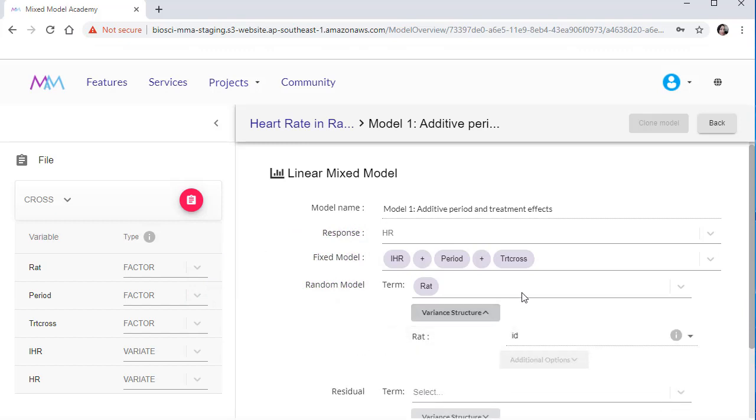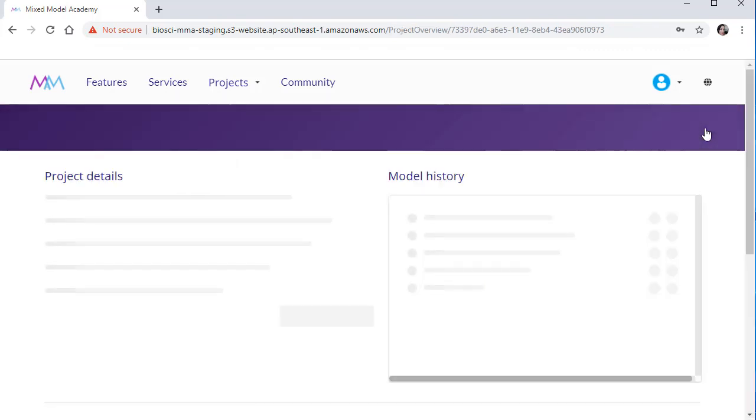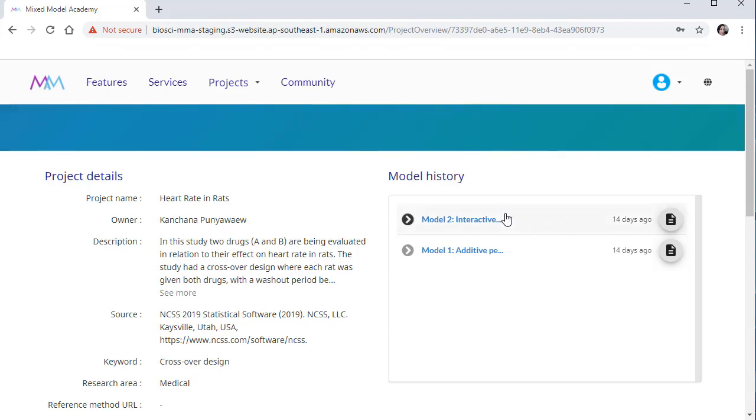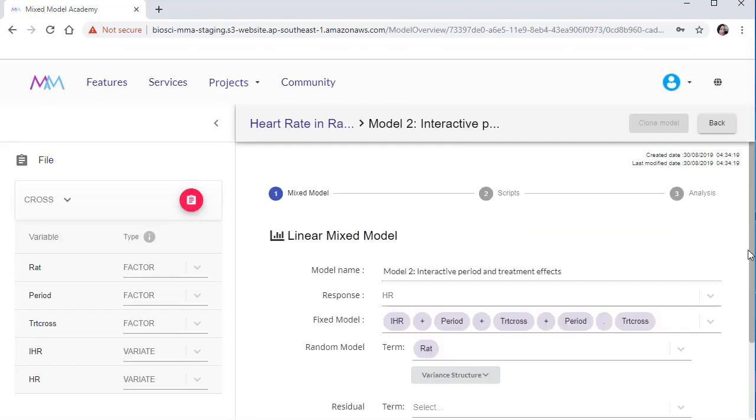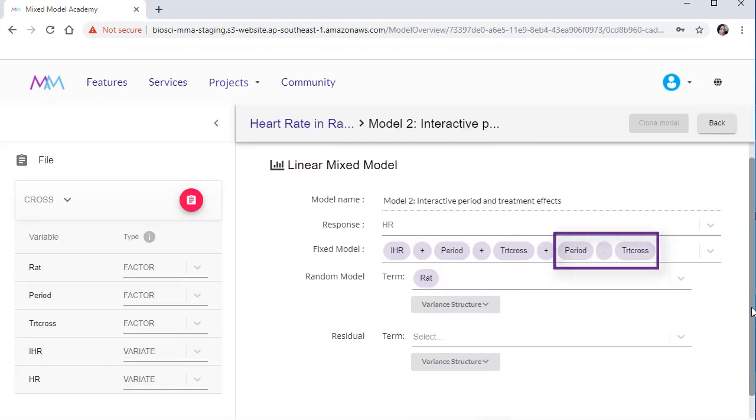We can also see that the variance structure for the rat random effects has been defined as ID, that is, they are uncorrelated. Let's now take a look at Model 2, interactive period and treatment effects. In this model, an interaction between period and treatment has been included, but the rest of the model is unchanged. The owner of the project has included this model to test whether the differences between the drugs are the same, regardless of the order they were given.